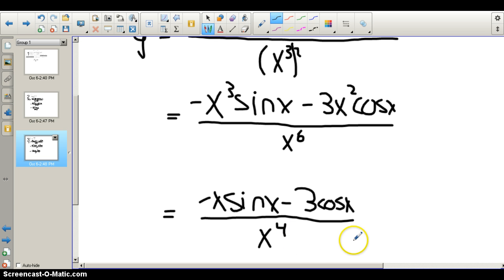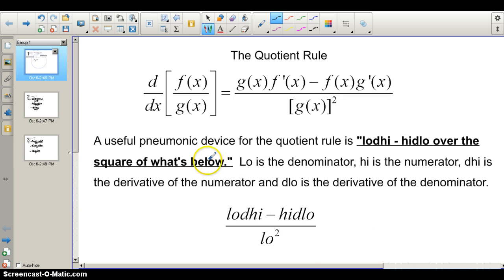And that's it. So again, the quotient rule, just remember low d high minus high d low over the square of what's below.